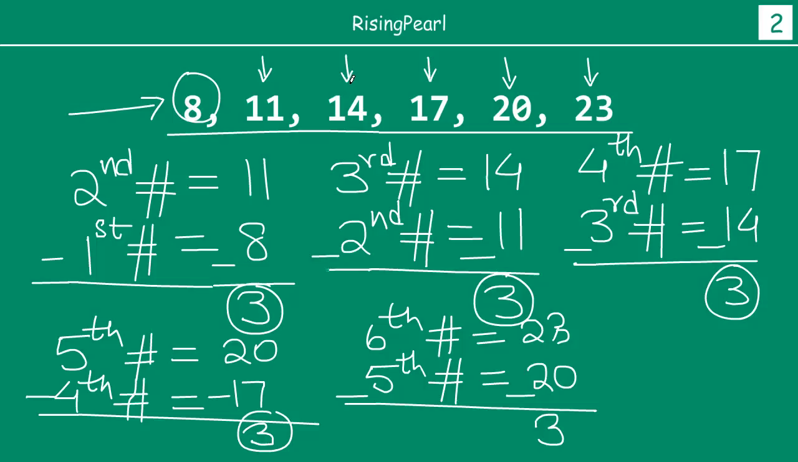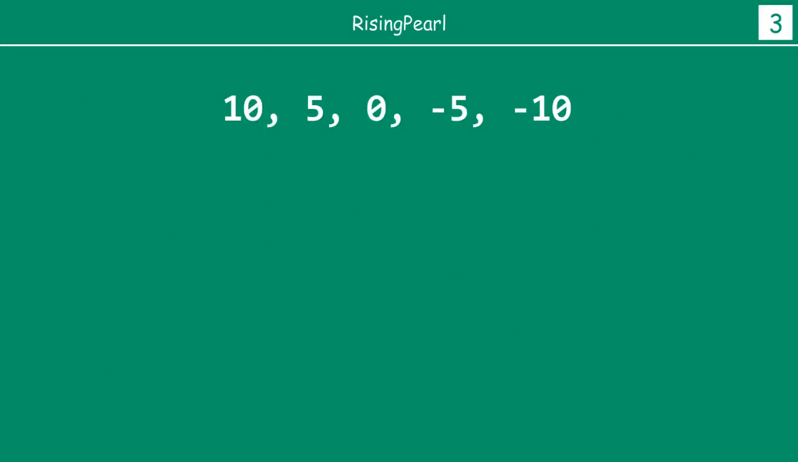We take the third number, subtract the second number from it, so on and so forth. So if you take any number in the series starting from the second number onward, and we subtract the immediate previous number, we always get 3. This is really strange about this particular series of numbers. Let's take a look at our next example now.